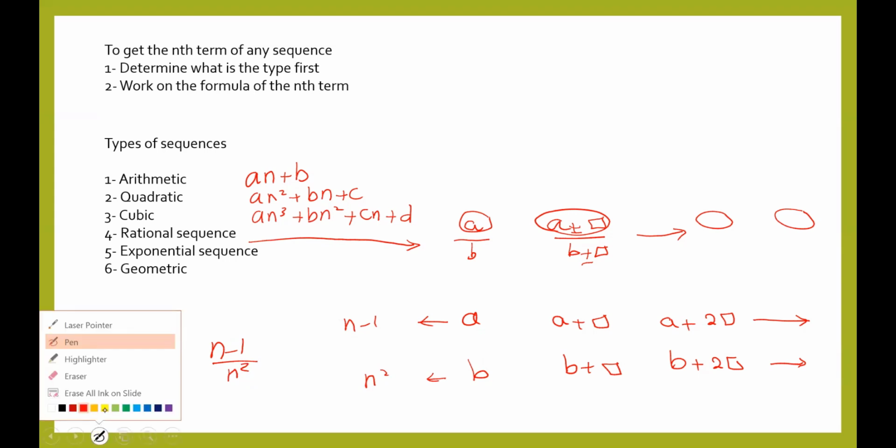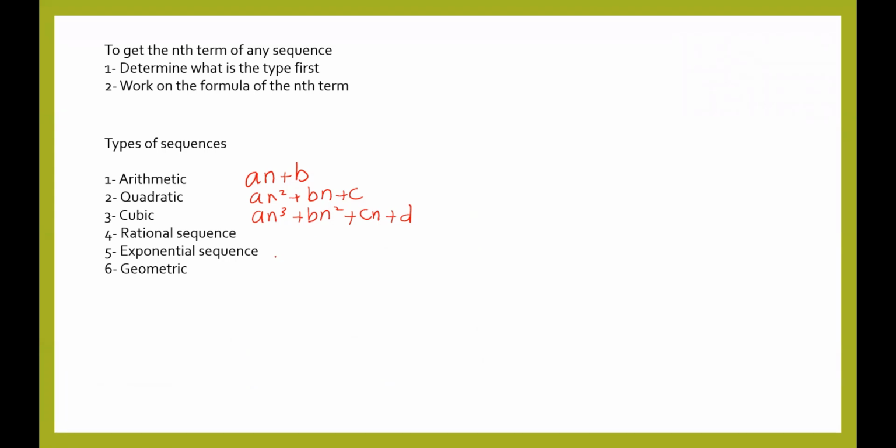If I move to the exponential, how to get the nth term of the exponential. How do you know it's an exponential sequence? You're going to find the term-to-term rule is multiplying by a number or dividing by a number. For example, you have 2, then you have 8, then, for example, 32, and then 128. Do you notice here, we are not adding. This is a big gap between adding.